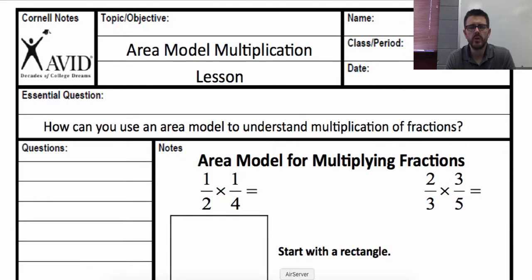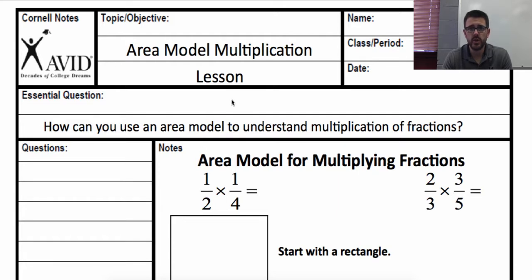All right, welcome to our area model multiplication video. This is just in case you happen to miss class or you didn't get to hear this lesson and want to see it again. This is all about using a picture, using an area model, to help us understand how we can multiply fractions together.